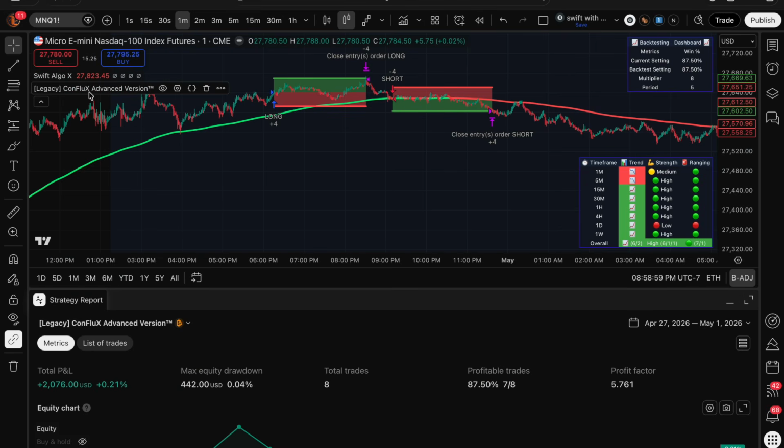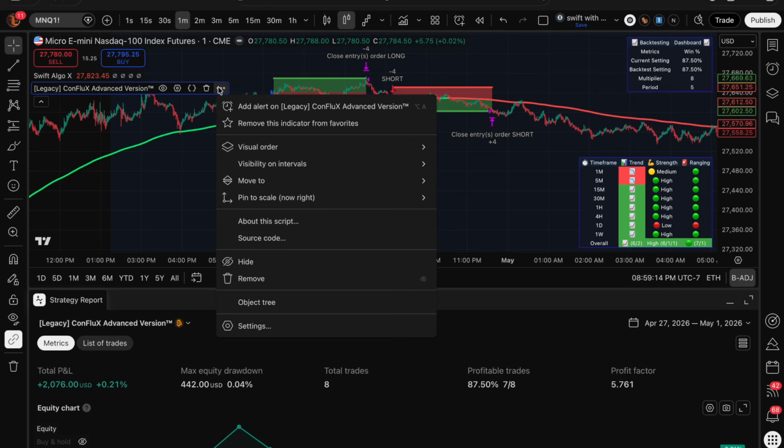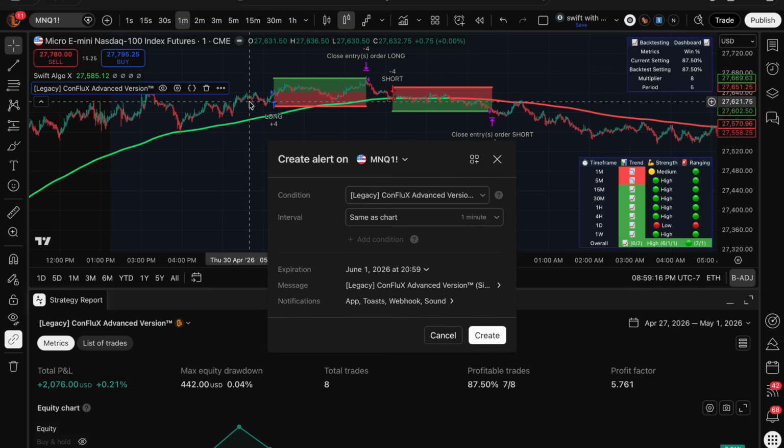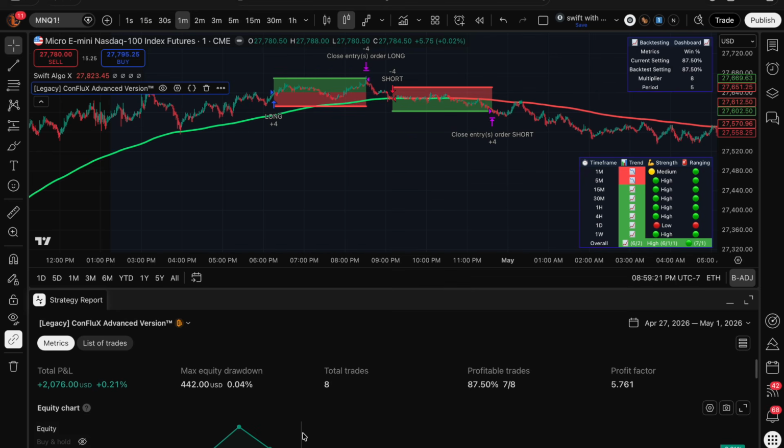And the Conflux is available in the legacy basic plan. The link will also be in my description. The benefits of having Conflux is that only 1 alert is created, because you don't make the alert on Swift Algo X. You make the alert on the Conflux. So you click add alert, so only 1 alert is needed. And on top of that, you can also view the strategy report, and those are the stuff you cannot do with Swift Algo X, because Swift Algo X is an indicator, it's not a strategy. Conflux basically turns Swift Algo X from an indicator to a full functioning strategy.